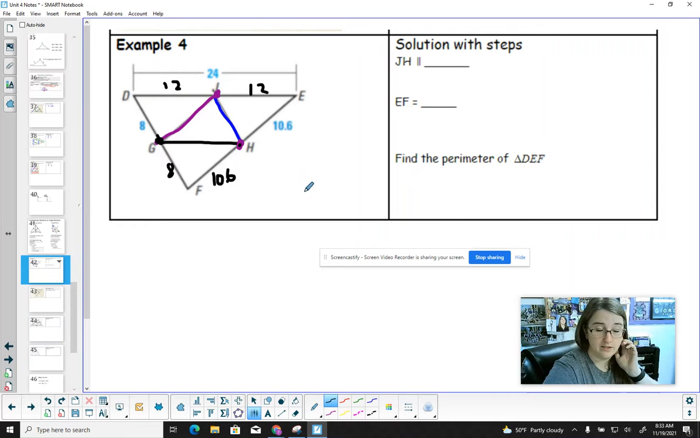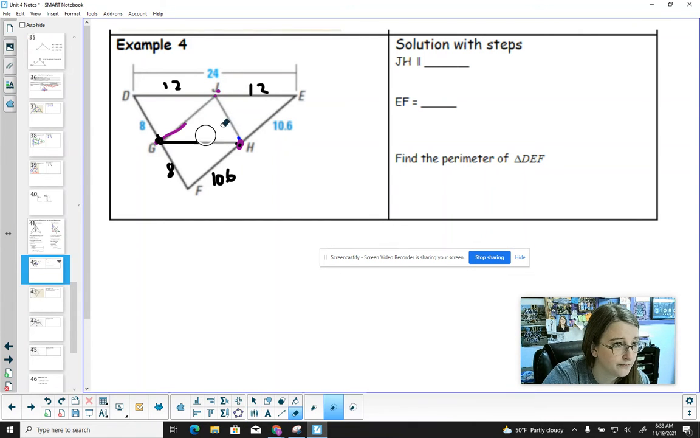Now let's look at the mid segments. That was just the outsides of my shapes. The mid segments, again, what we know is that the mid segment is half as long as the side it's parallel to. So I'm going to erase these colors here.